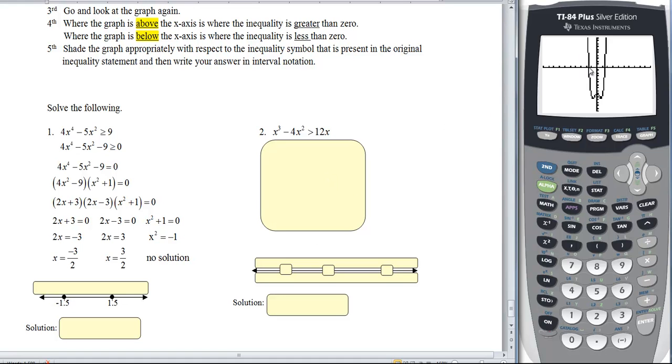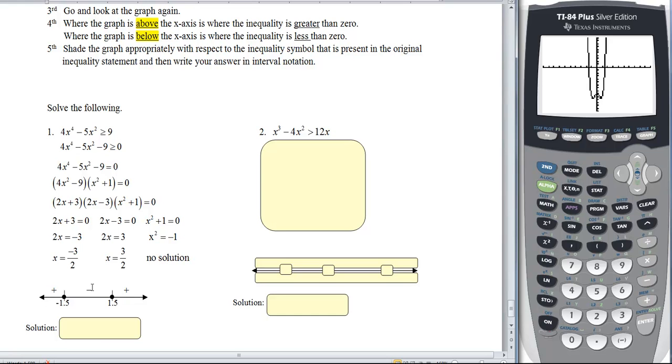To the left of negative 1.5 over here, notice my y values are positive, so I'd have a positive right here. In between negative 1.5 and 1.5, they're below, so I'm going to have a negative. And to the right of this 1.5, it's above, so it'll be positive. Do you see how fast that is?